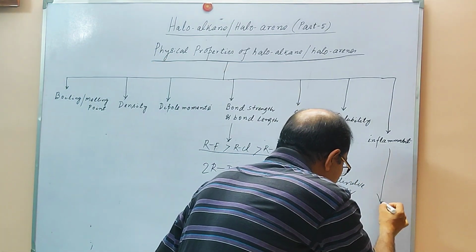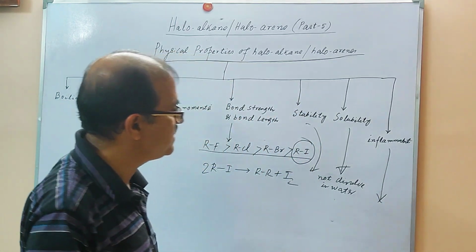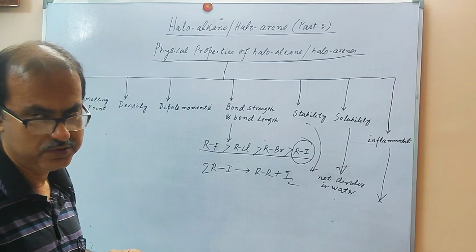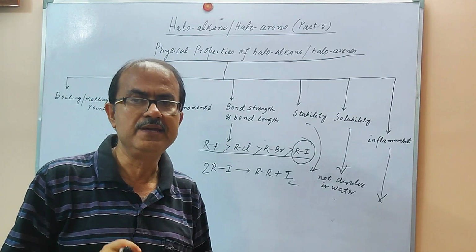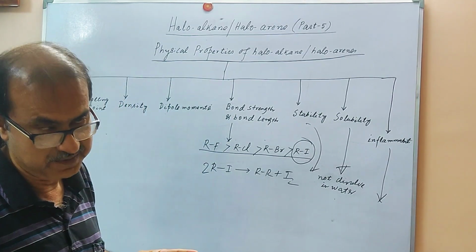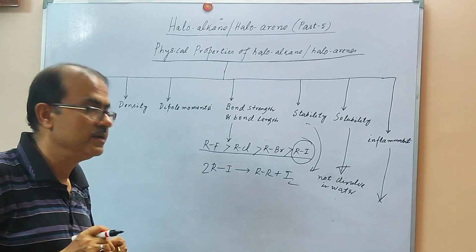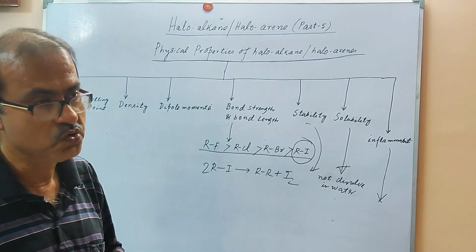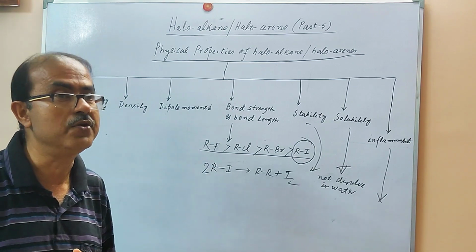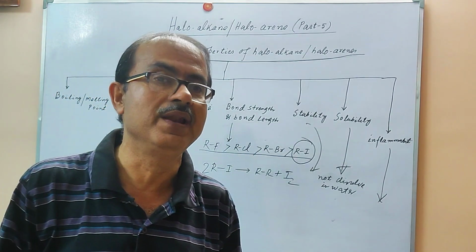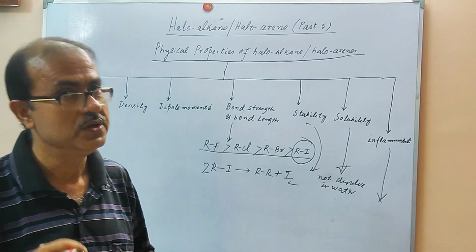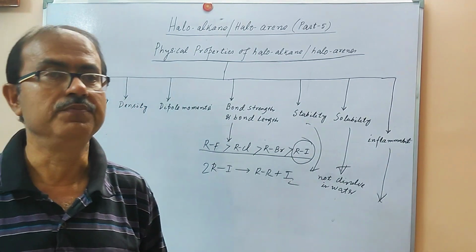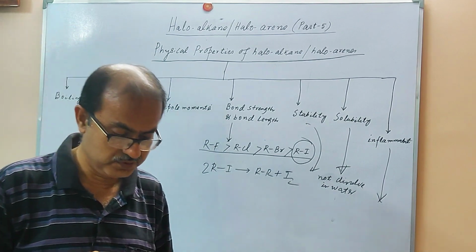And the last one is the inflammability. As halogen is incorporated into hydrocarbons, the inflammability goes on decreasing. CCl4 is used as a fire extinguisher. So the corresponding hydrocarbons are more inflammable than the alkyl halides derived from them.